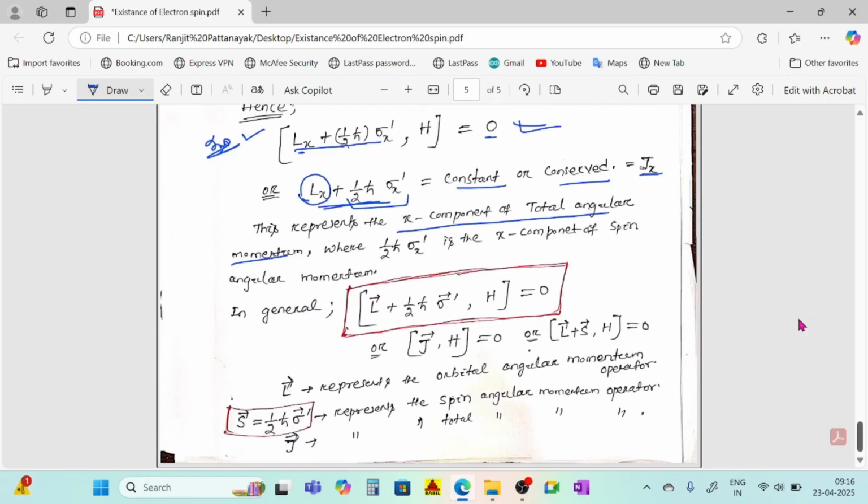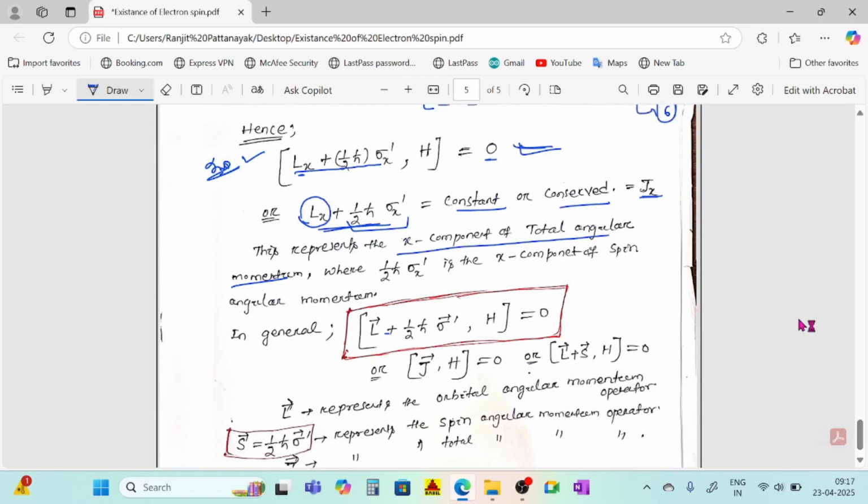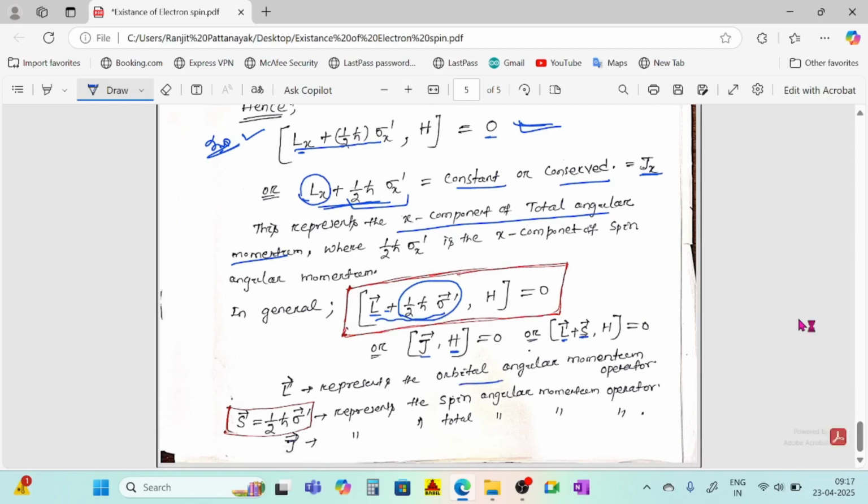Okay, so this expression, if I'm going to write in general, then this will be L vector plus this vector, half h cross sigma dash vector, with h will commute, that means 0. Or we can write this one, this is nothing but J with h, or we can write L plus S. Here S is nothing but another operator what we intend to find out. We found this is nothing but your spin. So here L represents the orbital angular momentum operator, S represents the spin angular momentum operator, J represents the total angular momentum operator. So this is in short.